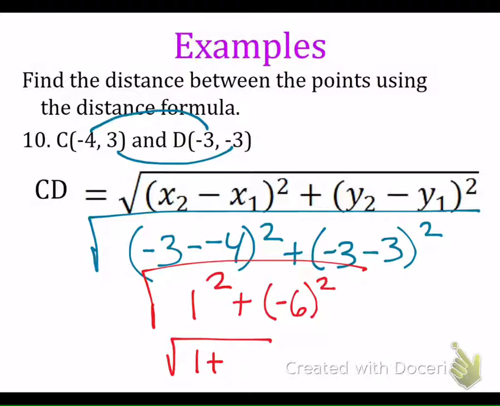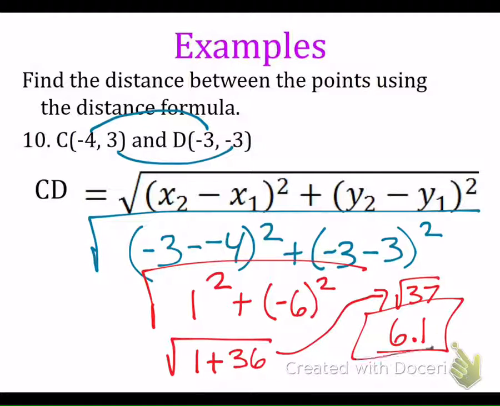Absolutely incorrect. Positive 36. That's what I mean by order doesn't matter. Because if you would have rewritten it the other way, you would have got 6. 6 squared is 36. Negative 6 squared is also 36. So make sure if you're using the calculator, putting the negative in parentheses. Okay? Remember, this is a distance. Distance is never negative. All right. So when I add those, I get square root 37. What is the square root of 37 rounded to the nearest tenth? Yes. 6.1. Sounds good. What are your questions?